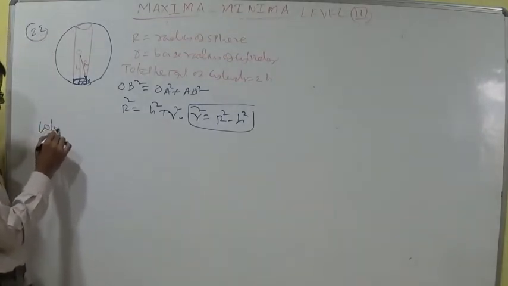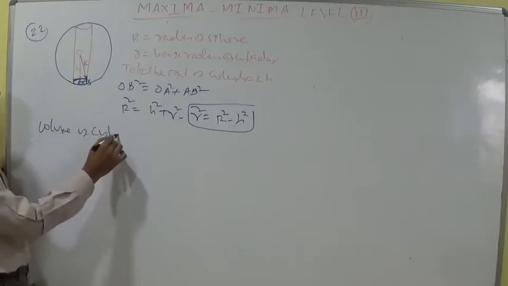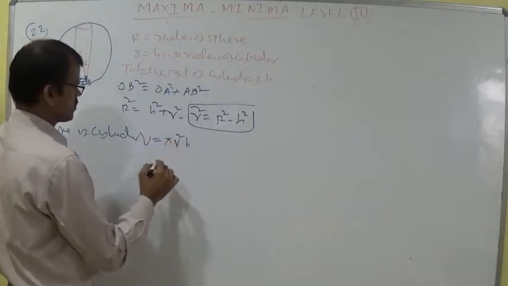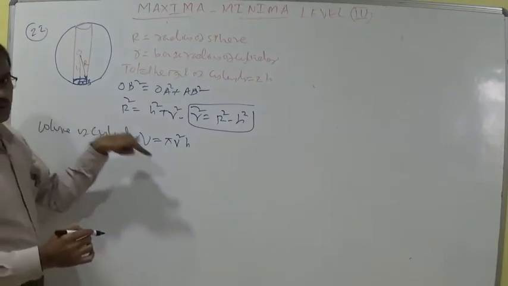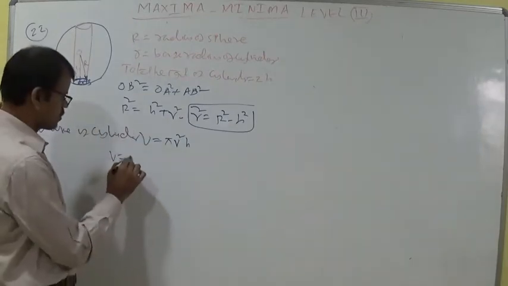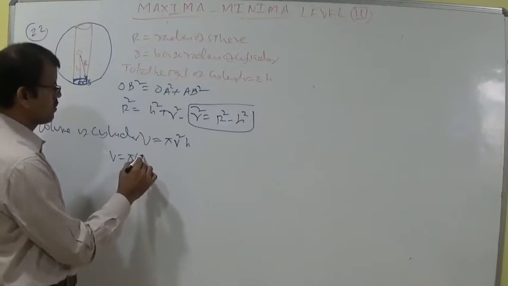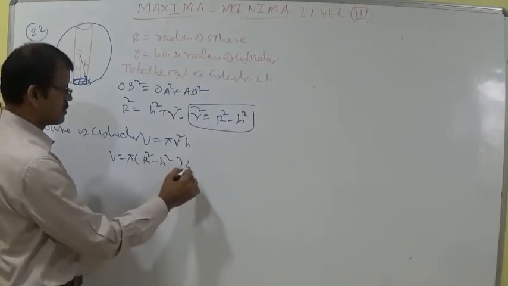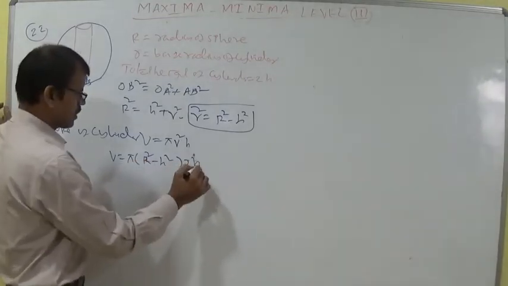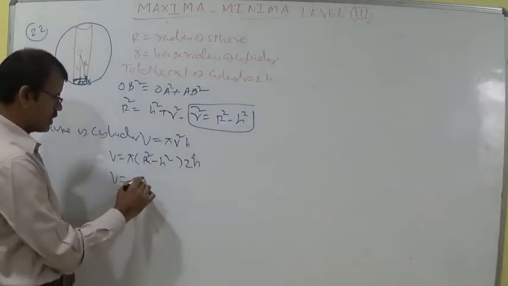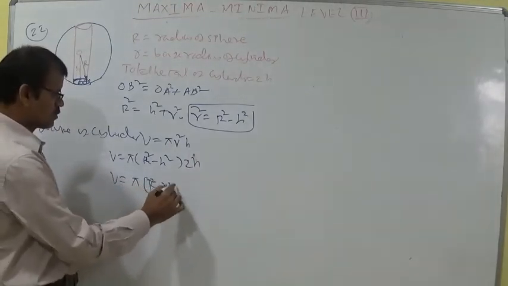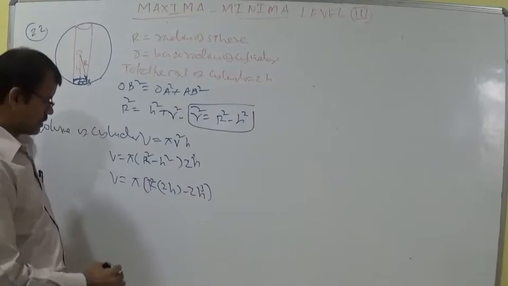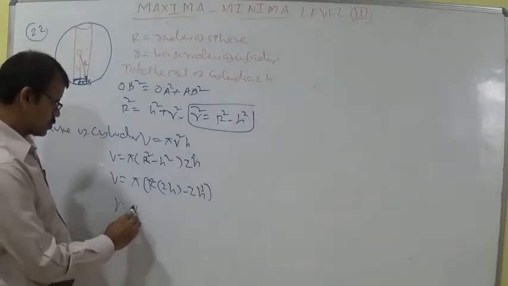Volume of the cylinder, I am writing. Volume of cylinder formula: V is equal to pi r square H. Here H means total height 2h. So V is equal to pi into r square, which you can write as capital R square minus h square, into 2h, the total height. Now you can write pi into R square into 2h minus 2h cube.